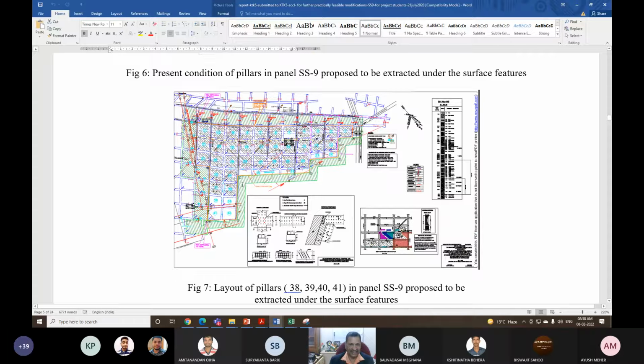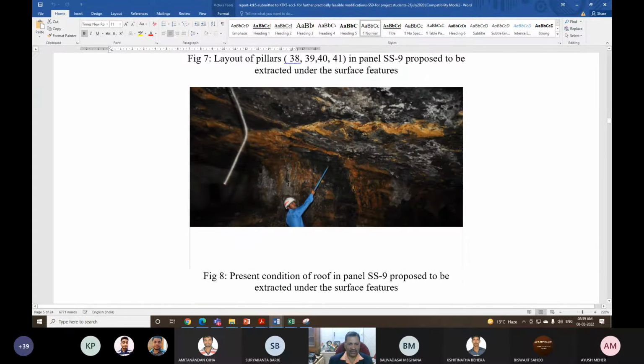And as you have seen, when it comes to the panel size, as you are seeing here, the green color is a barrier pillar. How to decide? Of course, I told you, giving that example of SS9 panel, which we were designing as a part of some investigations in Bhopalpally area last year itself, and they are following it, where to protect the surface features, PWD road, and then high tension power lines. So this was kept unextracted and under the barrier. Otherwise, they could have extracted that also.